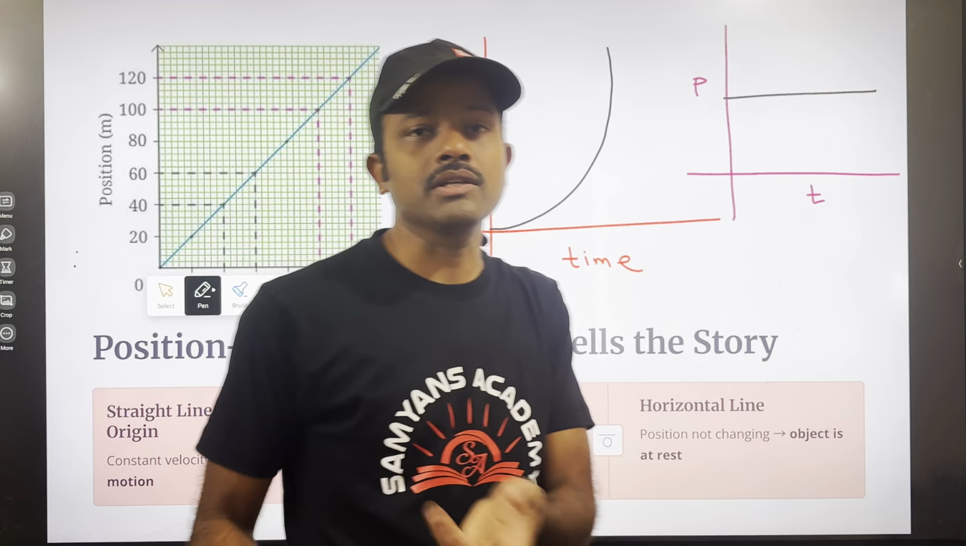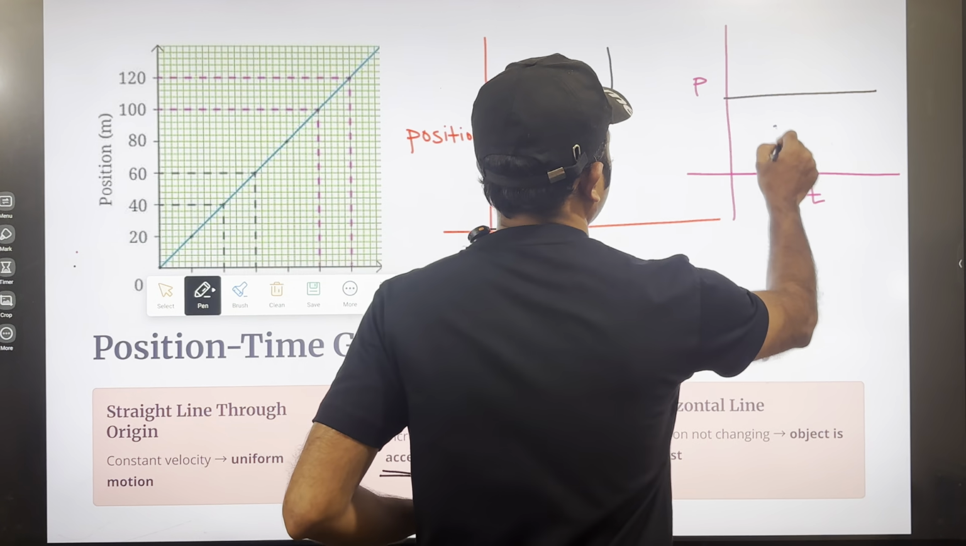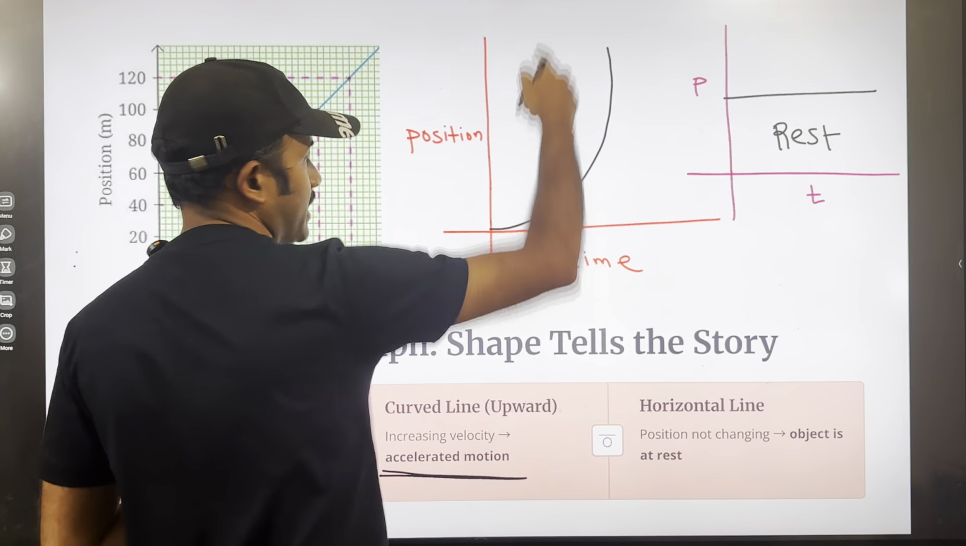Okay, your position is not changing, what does it indicate? It indicates the object is at rest. And what does this graph indicate?